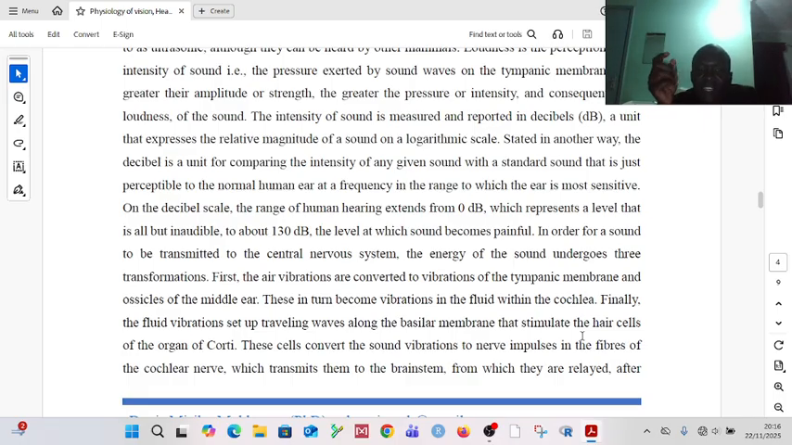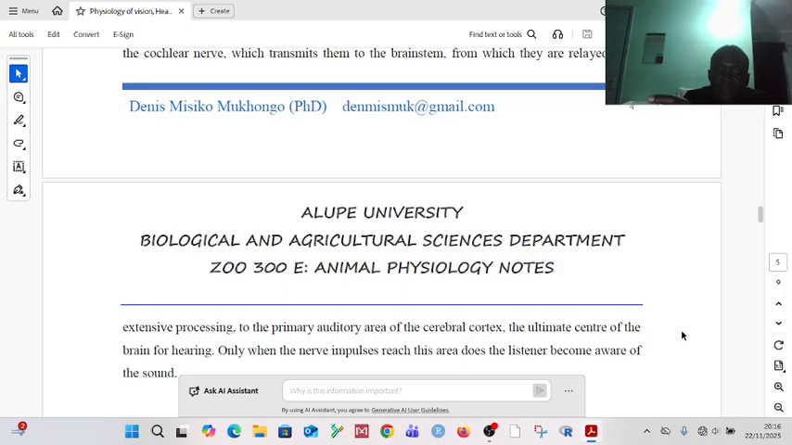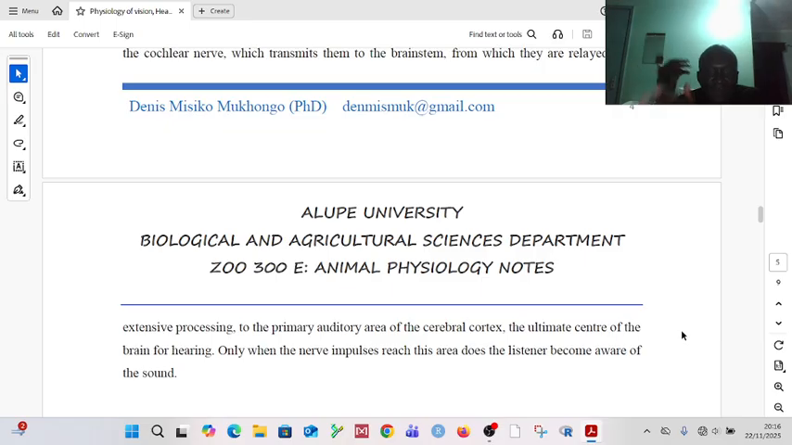Then the cochlear nerve now takes that to the brain. Okay? So the cochlear nerve picks those nerve impulses from the hair cells within the organ of Corti. Then that cochlear nerve now takes them to the brain, then it is in the brain where the ultimate interpretation happens. So it is only when the nerve impulses have reached the brain that whoever was listening can now become aware of that particular sound.